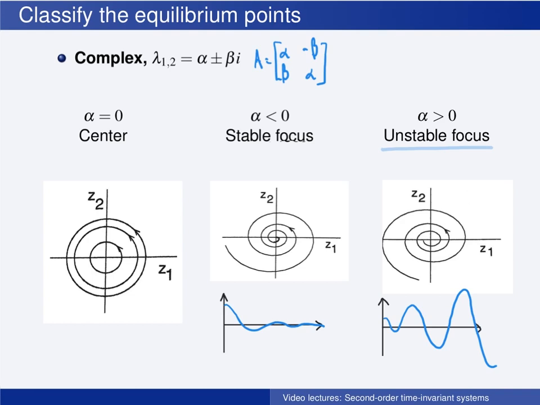So to sum up, we have linearized the system around the equilibrium point of interest, and looking at the eigenvalues, we can classify the equilibrium point as a center, a stable or unstable focus, a stable or unstable node, or a saddle point. Why is this interesting? It is of course because we hope that the behavior of the original nonlinear system resembles the behavior of the linear approximation, but can we be sure that it will?